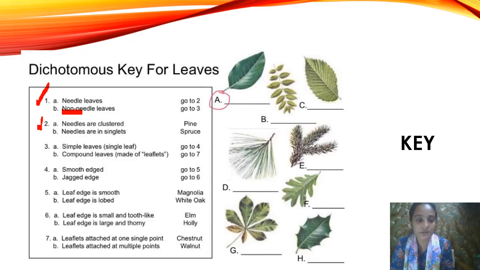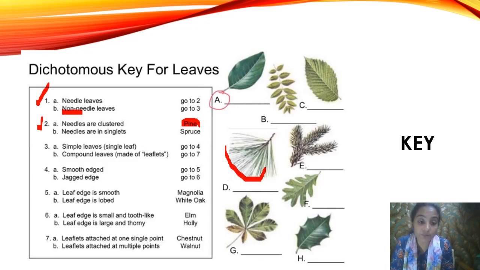Yes or no? Yes. Then the needles are clustered. There are two options: needles are clustered, or needles are single. So can you tell the option? This is the needles are clustered. I think you can see this picture. So if the needles are clustered, then what is the name of that plant? That is the pine. Okay, so this is how.